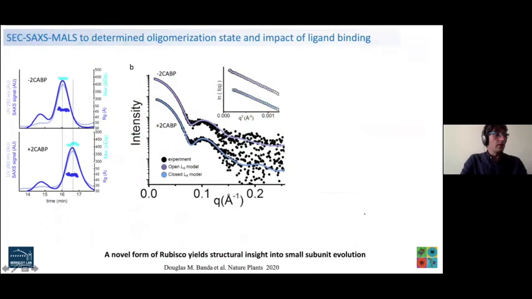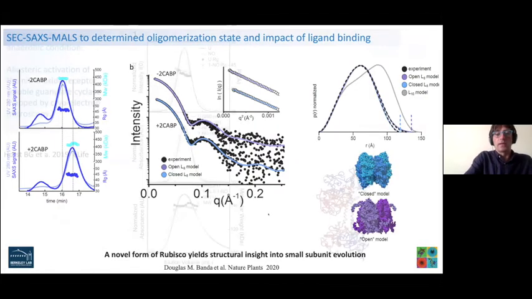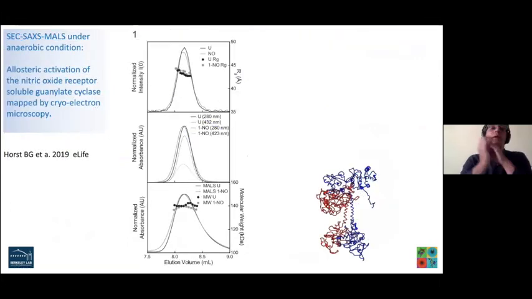I would like to speed up a little bit and go to the practical, because tomorrow we will have a practical. But before we go there, I will choose one of the slides. Okay, so size exclusion SAXS and coupled MALS we can use under anaerobic conditions. It's not the easiest, but we are still able to do it.